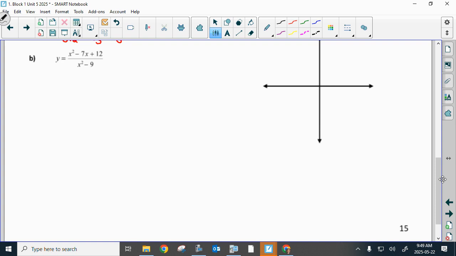Guys, make sure you're always approaching it from the front and grabbing your horizontal asymptote right off the bat. Like, that should be the first thing you address.